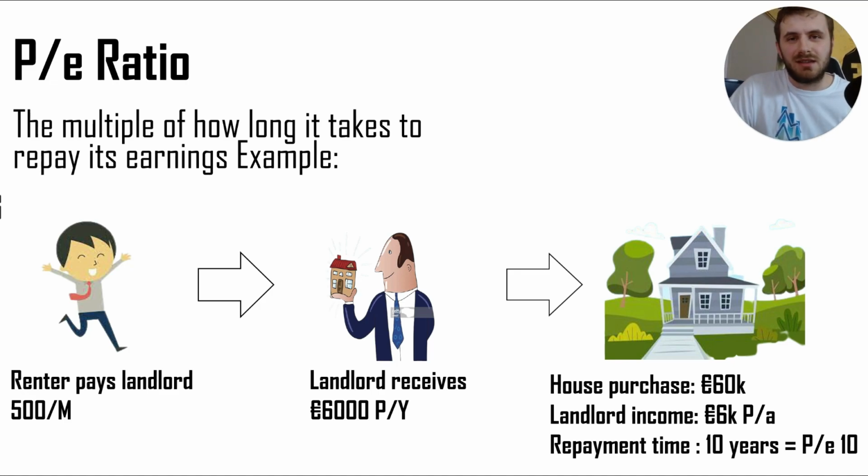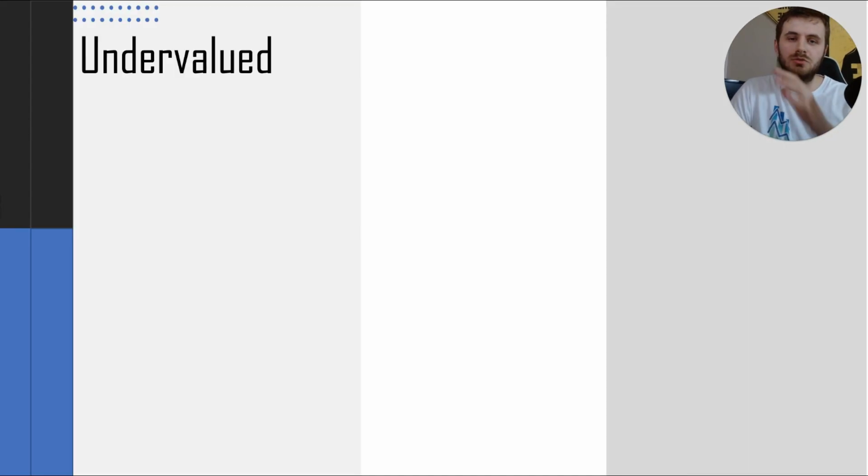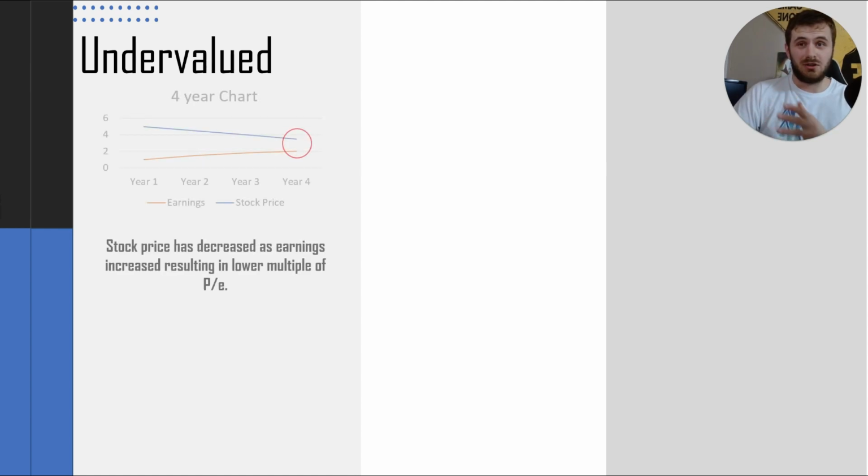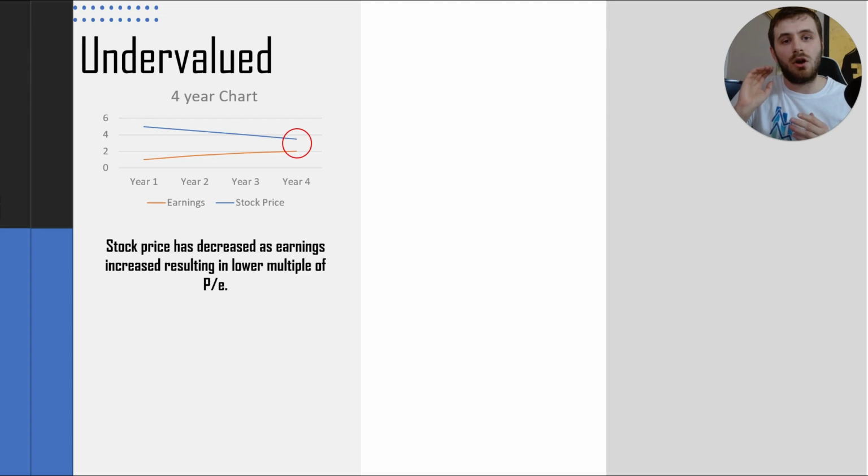So that's a very easy example, and it's the exact same in stocks, and that's how they're valued through this metric. So I'll just bring you into what an undervalued stock is. As you can see from the graph there, the earnings have increased and the share price has decreased, which has resulted in this stock potentially being undervalued. So it's resulting in a lower price to earnings multiple.